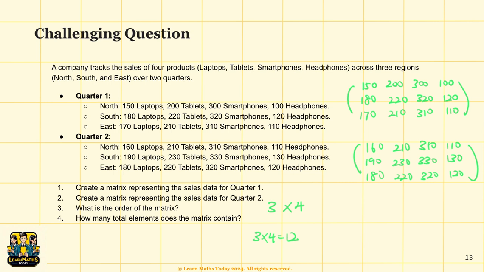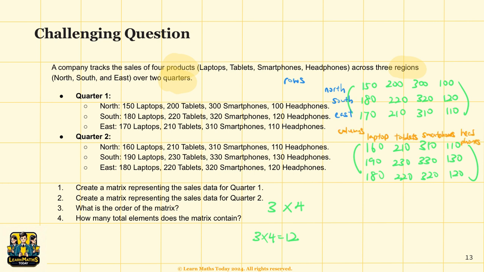In other words, we have region, we have quarters, and we have the products. How can we represent all of them in one single matrix? When you have a 2D matrix, you have the rows corresponding to the region and the columns representing the products.